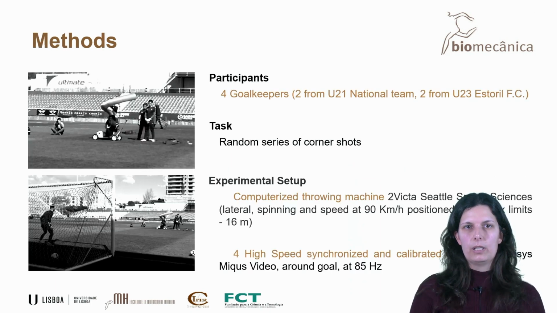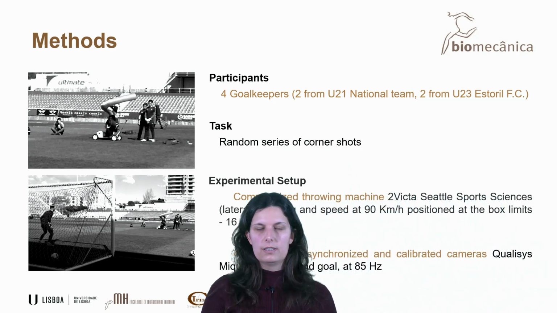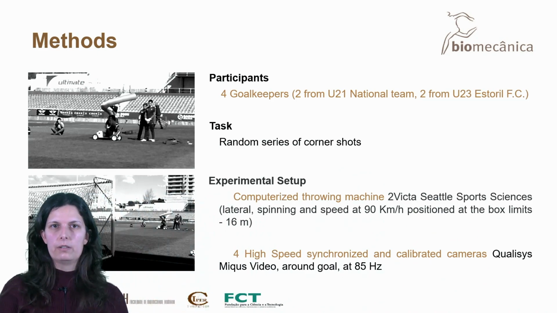For this study, we invited 4 goalkeepers, 2 from the Under-21 National Team and 2 from the Under-23 Estoril Football Club, and we asked them to defend a series of random high and low corner shots. To consistently shoot the ball to either a high or low corner, we used a computerized throwing machine that was placed 16 meters away from the goal and that was shooting at 90 kilometers per hour.